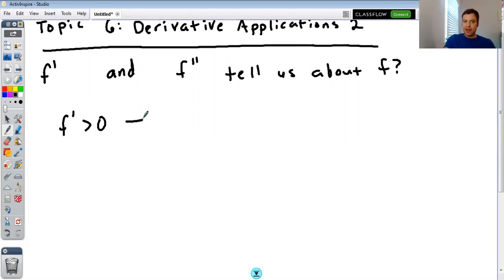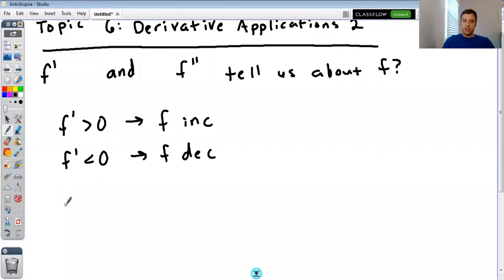If f prime is positive, what does this tell us about f? This tells us that f is increasing. Now, why does that make sense? If f prime, the derivative, is slope, and slope is positive, then yes, the function is increasing. So if f prime is less than 0, we would say that f is decreasing.